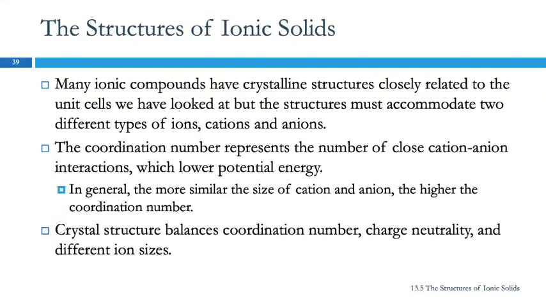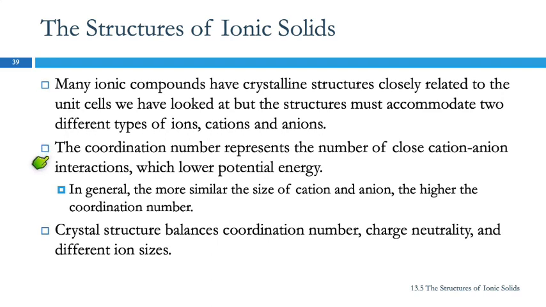So let's look at those ionic solids. Ionic compounds are going to have crystalline structures that are related to those unit cells that we looked at earlier. But a complicating factor here is that we are going to have two different kinds of ions, a cation and an anion, instead of having just one kind of atom.